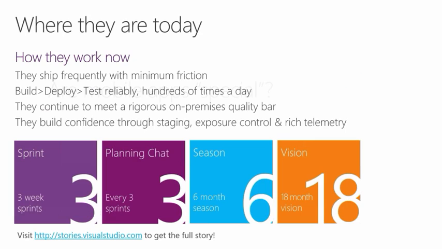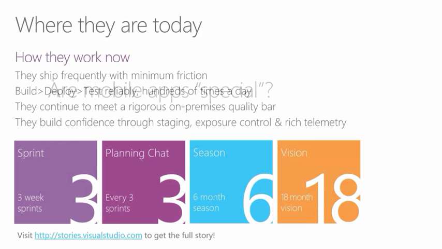Where they are today is that they have worked to a process of about 3-week sprints. They have lots of teams doing Scrum, as well as teams moving on to more lean and agile practices, doing things like Kanban. But fundamentally, they let the individual teams work out which is best for them, which is a key tenet of agility and Scrum: let teams self-organize. And what they do is these sprints and planning sessions that then roll up into larger seasons and visions.